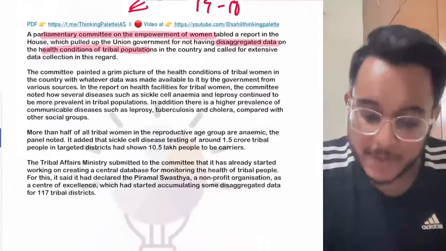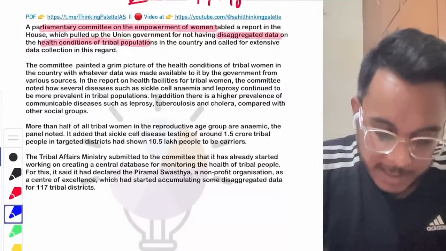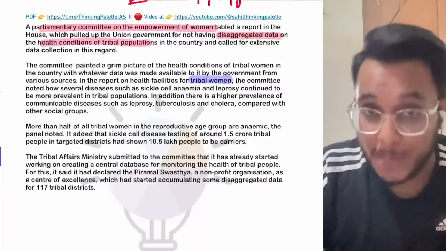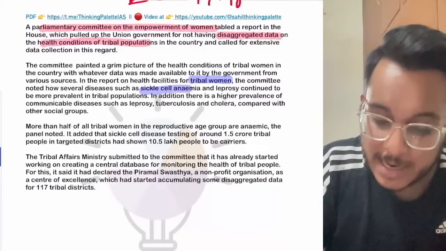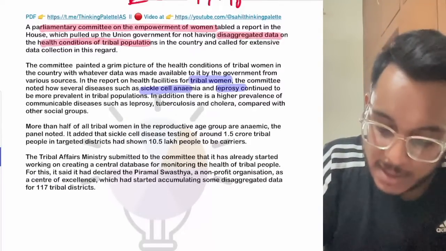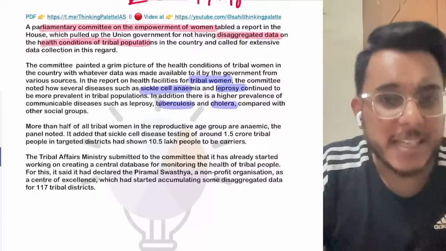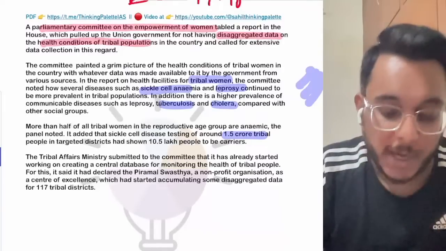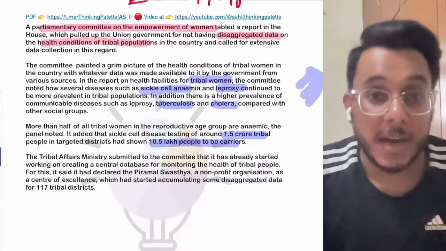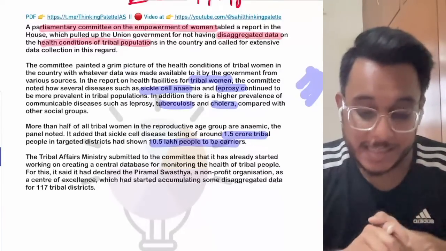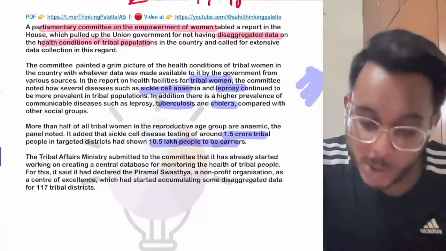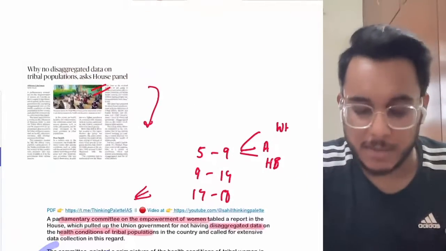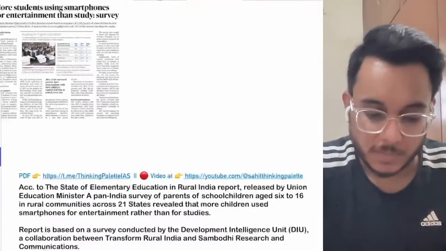So it has been pointed out that when we talk about the tribal people in India, they are facing many problems. For example, tribal women and tribal men are facing problems. They have sickle cell anemia, leprosy, fine, tuberculosis, cholera. All these problems impact the tribal people. And out of 1.5 crore tribal people, 10.5 lakh people are carriers of the sickle cell disease. We don't have broken down data about these people. So why is the data not there? This question has been raised.